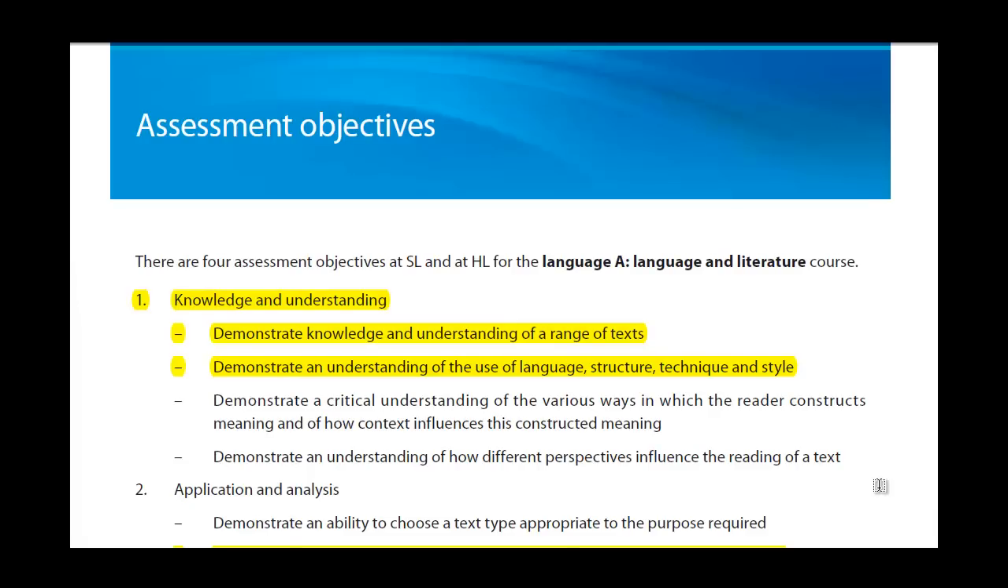So just to be clear, let's make sure that we know what the assessment objectives from the IB we're looking at. In particular, under knowledge and understanding, these two: demonstrating knowledge and understanding of a range of texts, and demonstrating an understanding of the use of language, structure, technique, and style. That will be a focus.